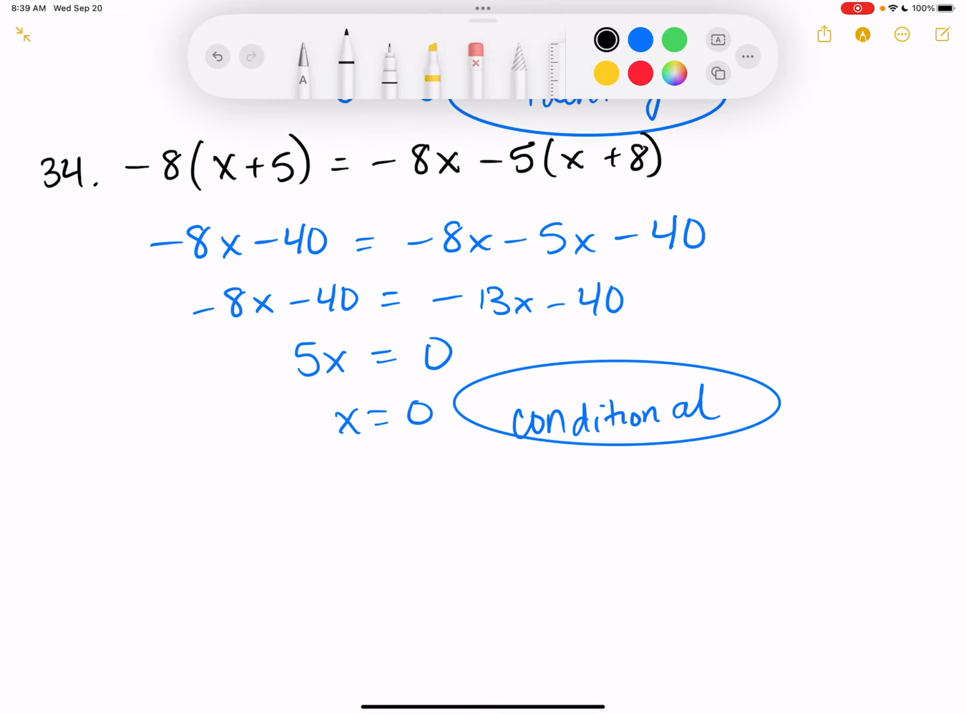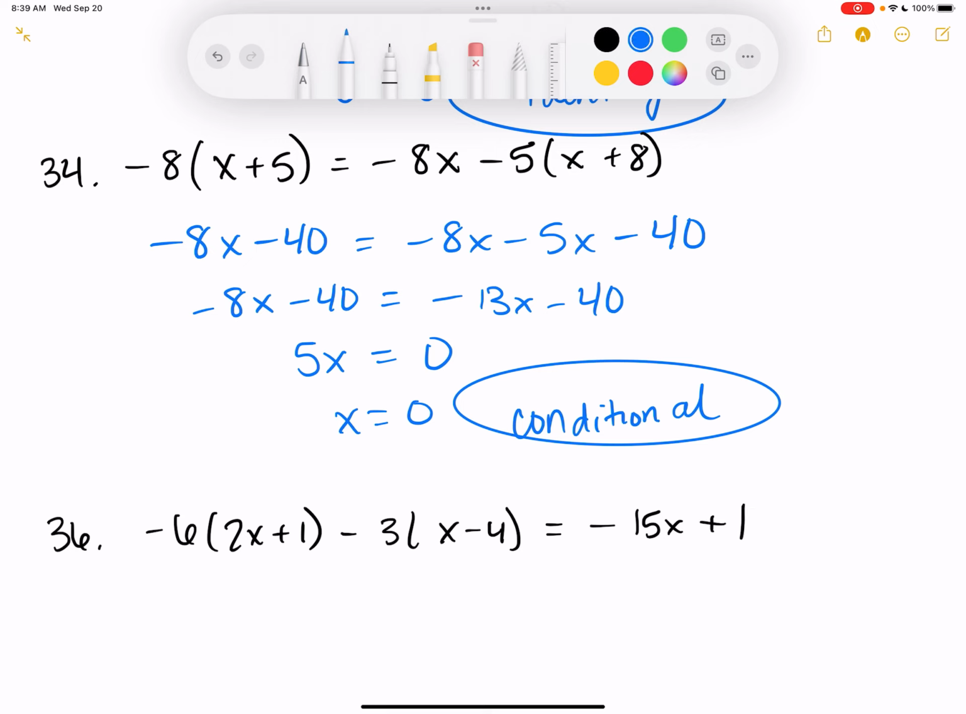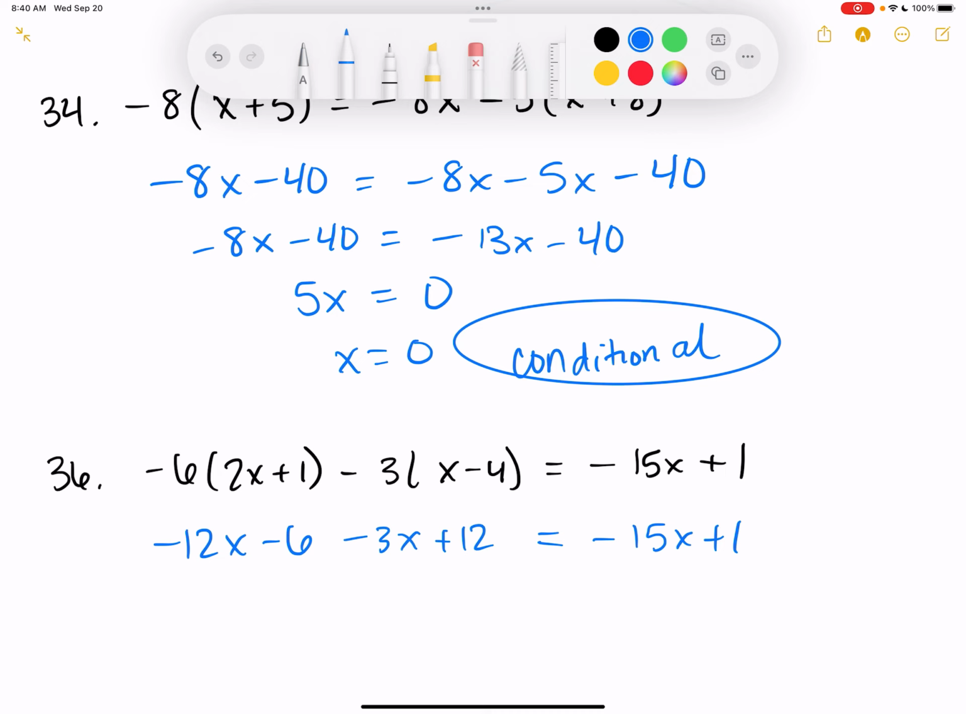Let's see, 36. -6 times (2x plus 1) minus 3 times (x minus 4) equals -15x plus 1. So distribute. -12x minus 6 minus 3x plus 12 equals -15x plus 1. So I've got -15x plus 6 is equal to -15x plus 1.